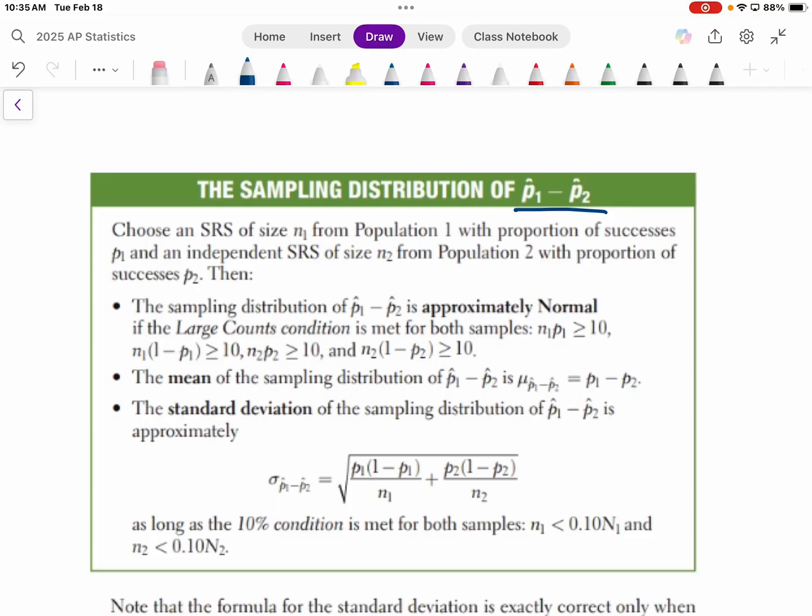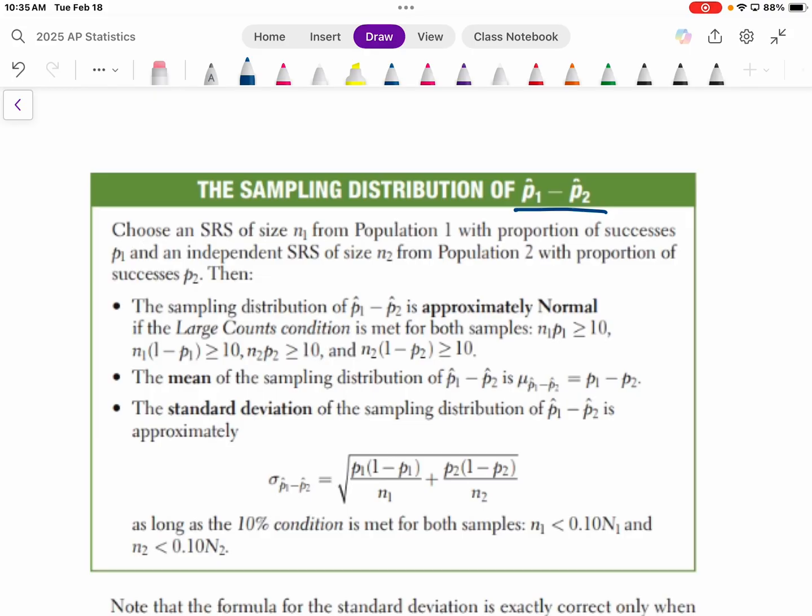Here they say, when this is just generic notes, choose a simple random sample of size n sub 1 from population 1 with a proportion of success as P1, and a separate independent simple random sample from a different population of size n sub 2, which means they don't have to have the same n's. It'd be great if they did, but maybe based on the populations, one is a group of 40 and the other is a group of 30.